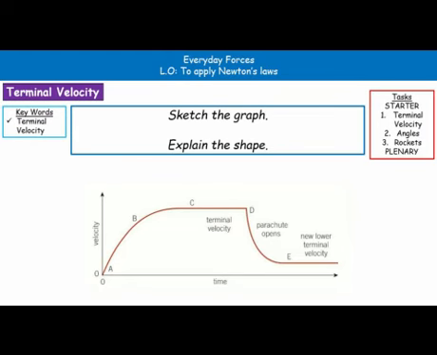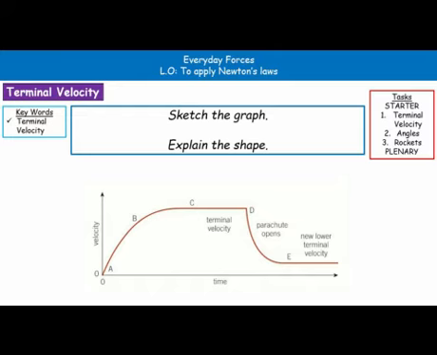What you've got on the screen here then is a graph showing you how the velocity changes over time with our skydiver. So what I'd like you to do is sketch the graph in your books, first of all, making sure you've got those points A, B, C, D, E labeled on there. And then what I want you to do is explain the shape of the graph. So obviously we've just talked about it in basic terms. Now see if you can add a bit more detail to it.